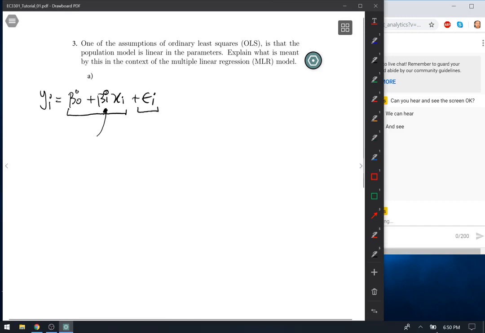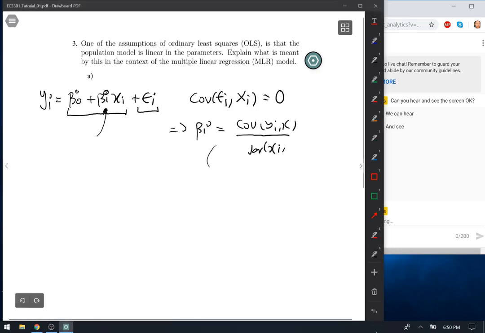If it's the case that at the true parameter, the covariance of this unobservable, everything else that drives y, is uncorrelated with x, well, this implies that this true parameter, we did this in the tutorial and the extra lecture, is the population covariance of y and x divided by the variance of x. Okay, so this is the population coefficient, if linearity holds and this exogeneity condition holds.